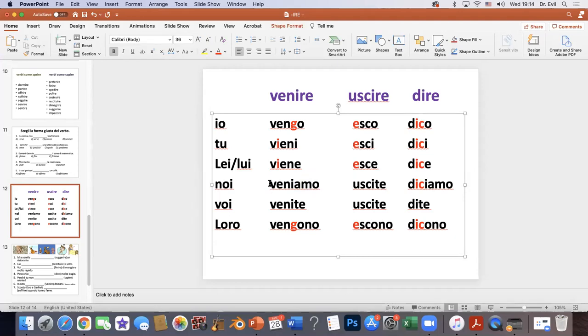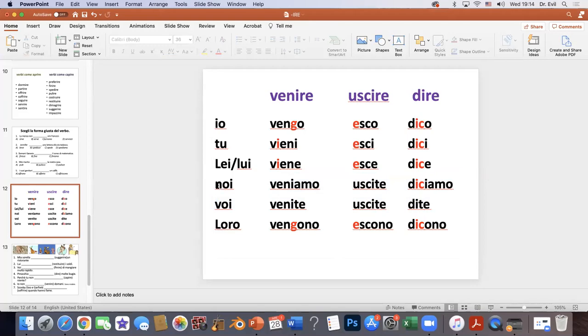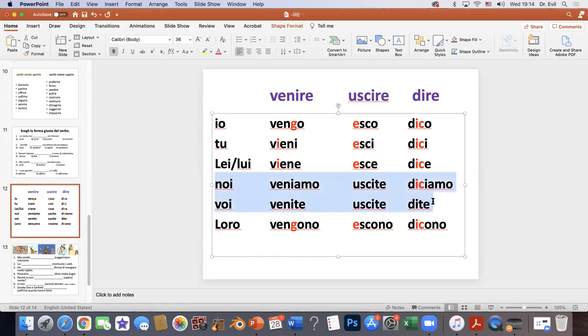When you use the -isc-, you never use it for noi and voi. Often, not always, of course, but very often, when you make changes in the root of a verb, you don't do them in noi and voi. So the only time you do it is in here, diciamo. The other ones are as if they were regular, right?